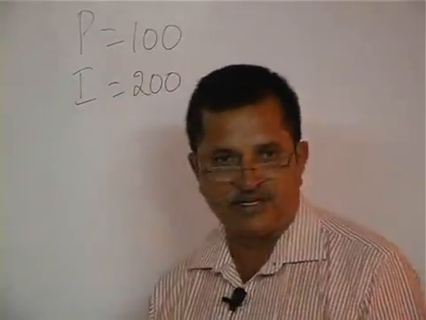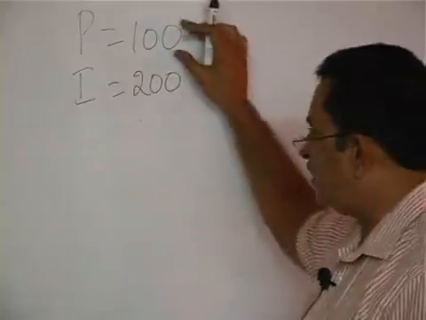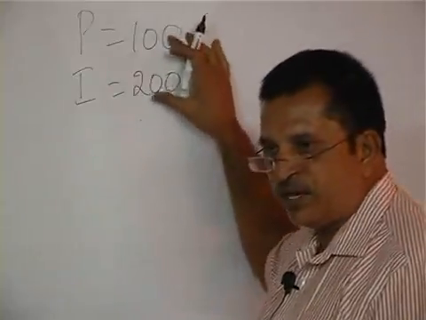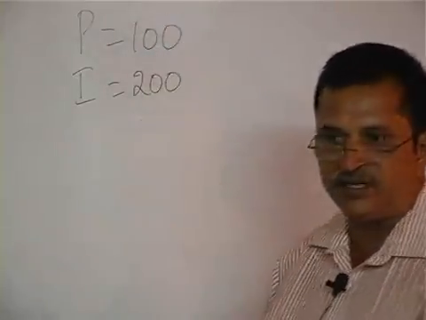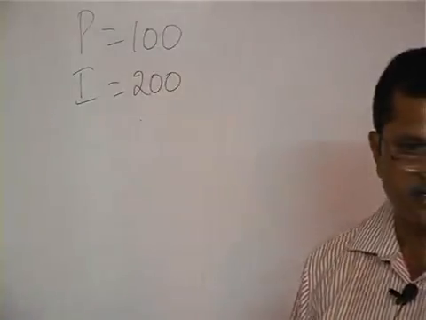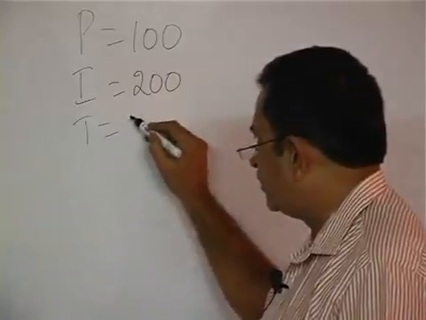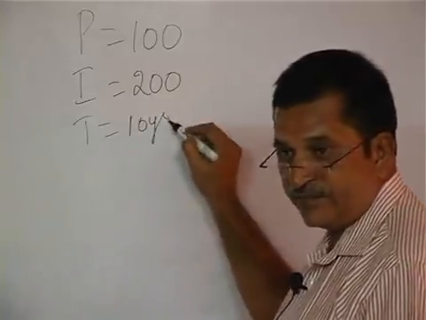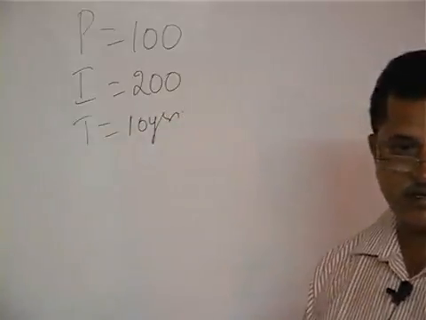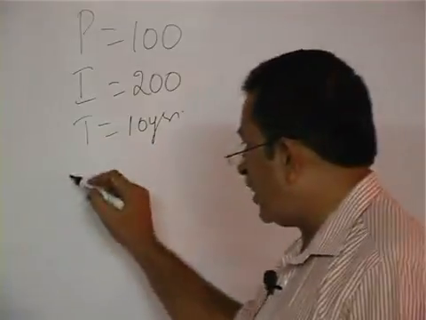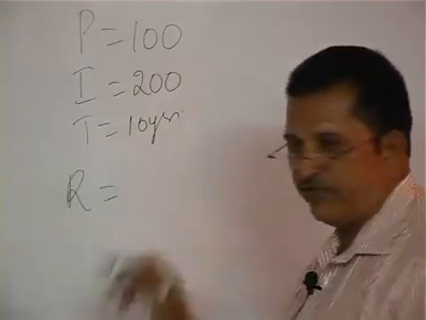200. Principal is 100, interest is 200. Put together 100 will become 300. A sum becomes 3 times. In how many years? 10 years. Find the rate of interest.